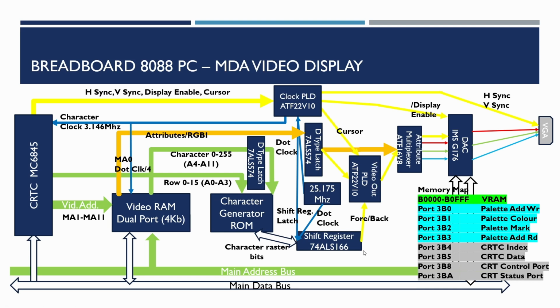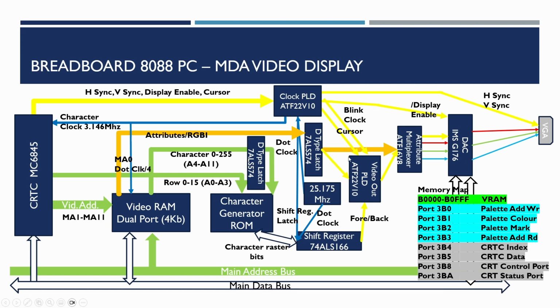So I've updated the block diagram slightly. I've changed some of the names of these PLDs here. So attribute multiplexer, video out, clock, and also because we've got the blink clock coming from the vertical sync, I've also added an extra blink clock coming into here. There's actually 2 PLDs doing the clock, because each PLD can only have 1 clock driving it. We need one to be driven by vertical sync and the other to be driven by the dot clock. So we need to have 2 PLDs there.